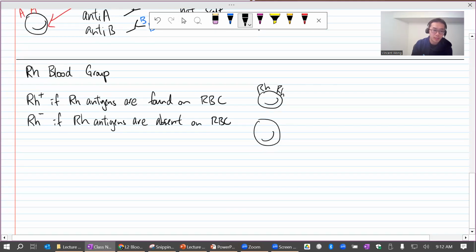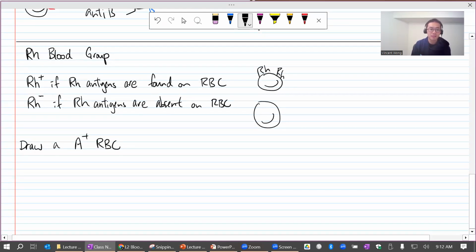So let's draw some RBC. Draw an A positive RBC. Here is our RBC. Red blood cell is the happy face without the eyes. And A positive, what does it mean? It means the person has A. You can continue to use color if you want, it's just easier for me to keep it black and white. And it's positive, so it has RH. Those are the only two things, if we only focus on A, B, O, and RH.